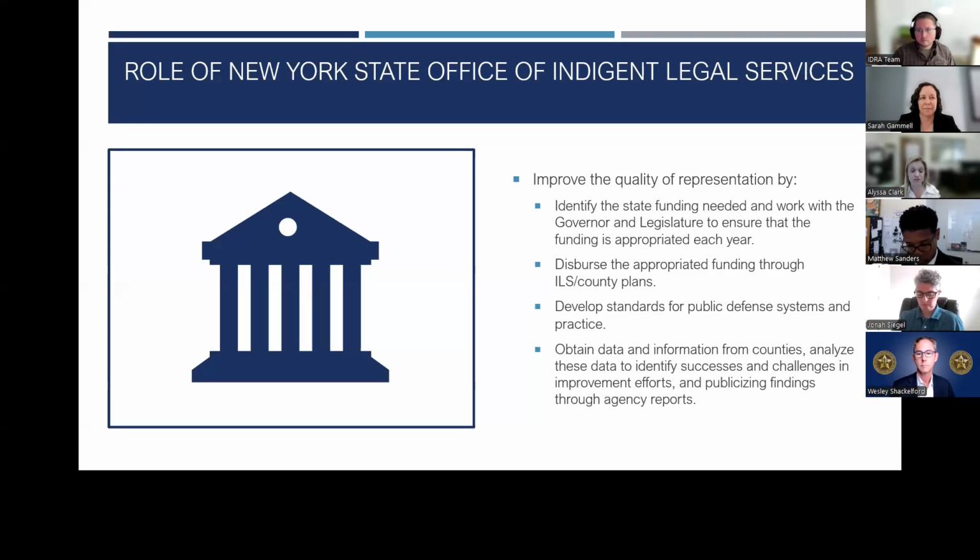And then those findings are usually publicized through agency reports that go to the Division of Budget to make sure that we know we're doing what we said we were going to do, and to the executive branch. Those are usually available online as well at our website.